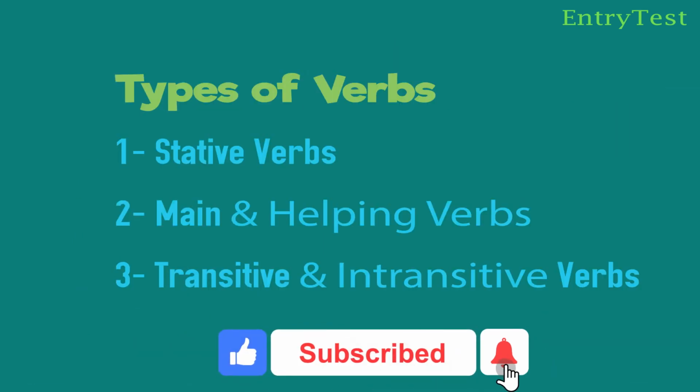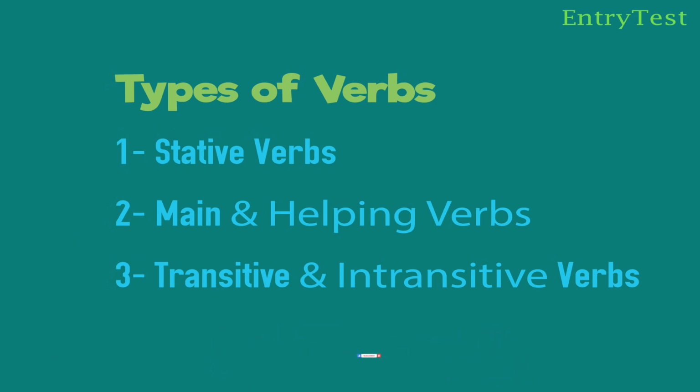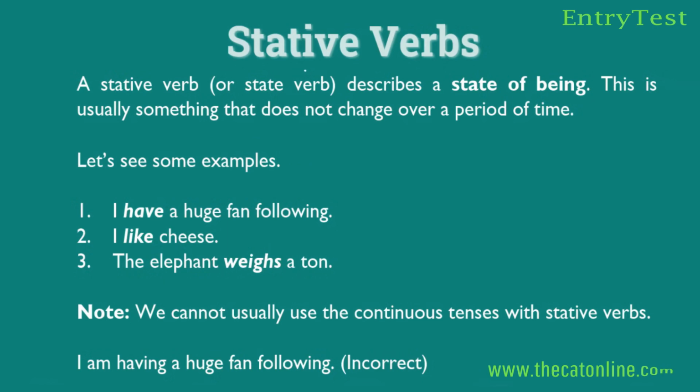So before that, let's see what is our agenda. What are the different types of verbs that we are going to discuss. So first we'll see stative verbs, जिसके बारे में आपको बता रहा था, जो state show करते हैं. Then main and helping verb, very important for an exam perspective. Then transitive and intransitive verbs. So we'll see all these three types of verbs today. So let's first see the first type of verb that we'll discuss, stative verbs.